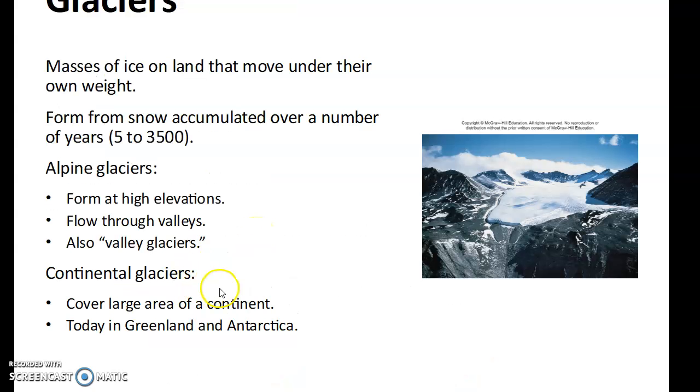Continental glaciers, these cover large areas of a continent. This is in Greenland and Antarctica today, and of course in the northern part of Siberia.